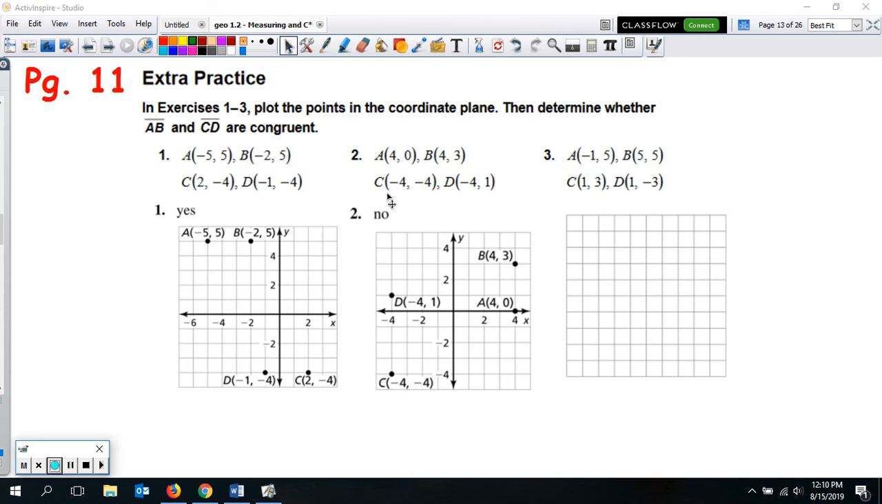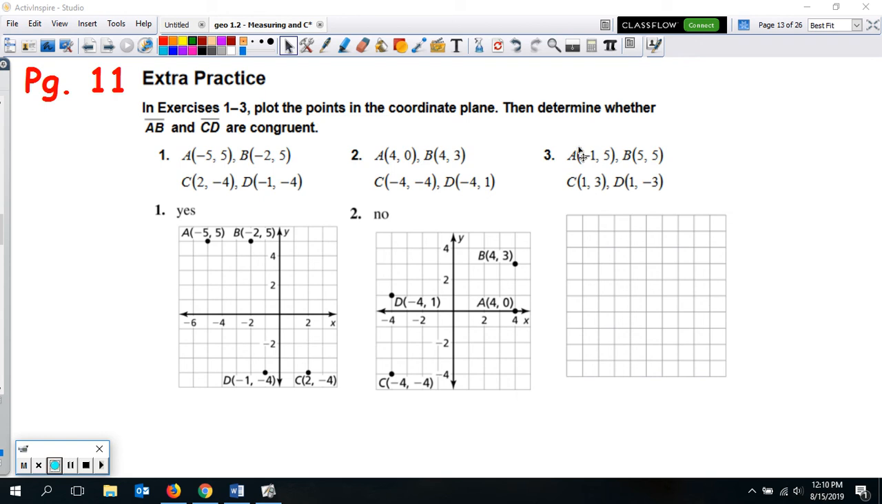And then point C is at (-4, -4) down in the third quadrant, and D at (-4, 1) right up here. That also makes a vertical line. You can connect those, and that would be 1, 2, 3, 4, 5. So this one's 3, this one's 5, so no, it's not congruent on that one. And then for number 3, go ahead and do that one. Plot those points again and see if that's congruent, and then go ahead and play it, and we'll check that.